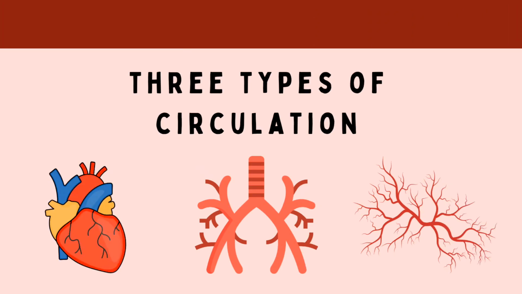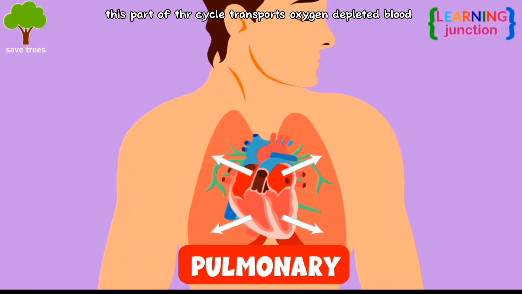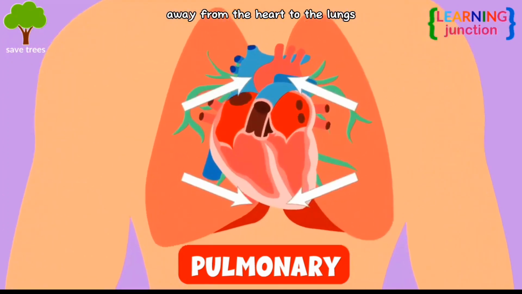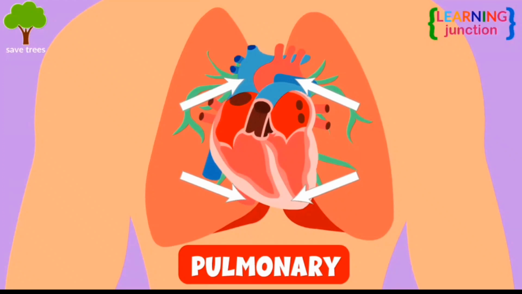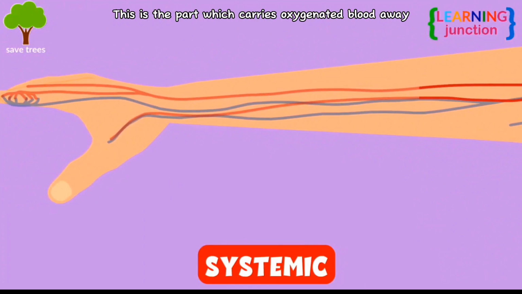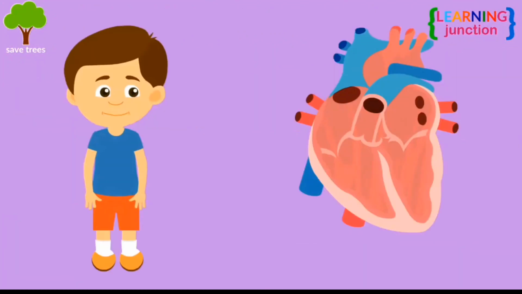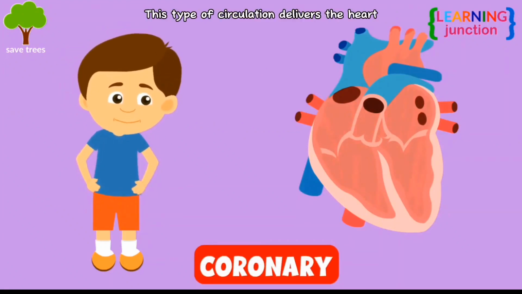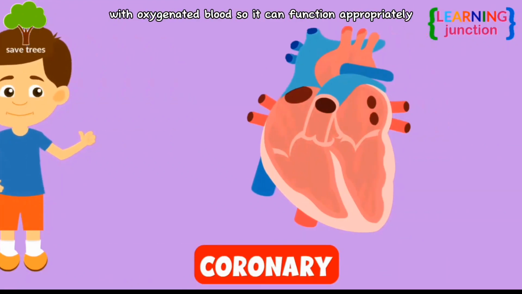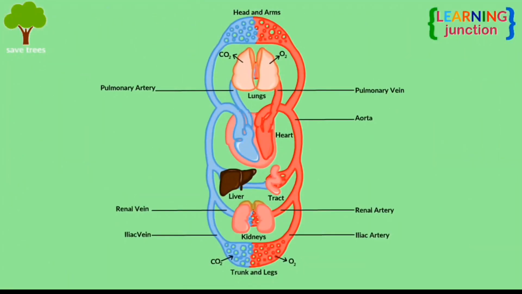Let's have a look at the 3 different types of circulation that occur regularly in the body. Pulmonary circulation. This part of the cycle transports oxygen-depleted blood away from the heart to the lungs and again back to the heart. Systemic circulation. This is the part which carries oxygenated blood away from the heart and to the other parts of your body. Coronary circulation. This type of circulation supplies the heart with oxygenated blood so it can function appropriately. This is the circulatory diagram.